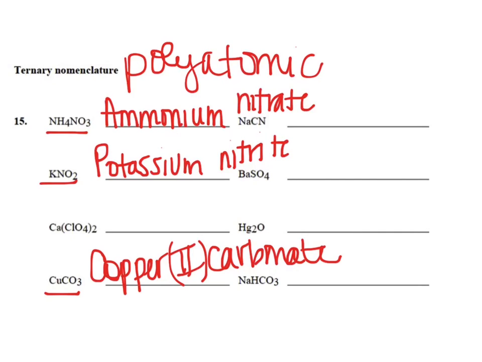Looking at those, do you guys have any questions? Do you need me to fill out the rest of them, or are you guys good? Hg2O would be mercury... I think it's mercury 1 oxide. Mercury 1 oxide.